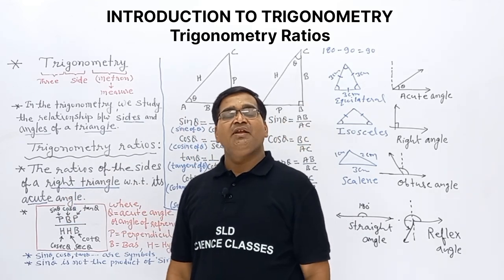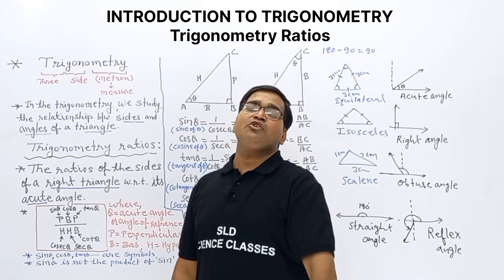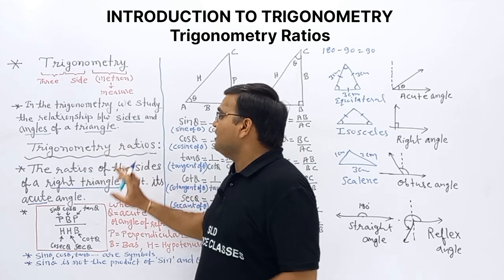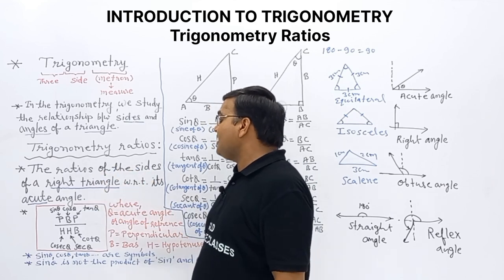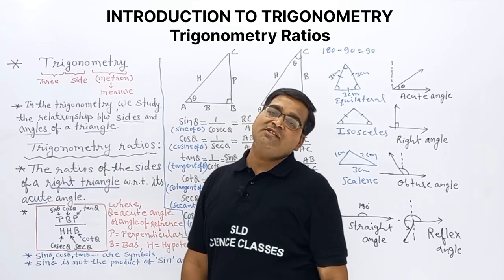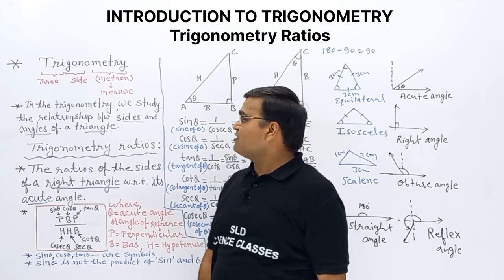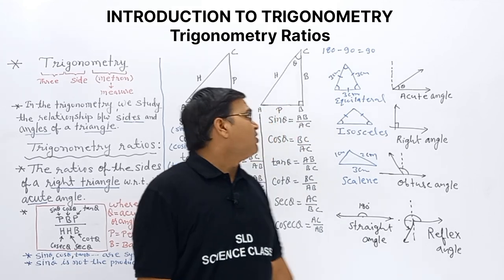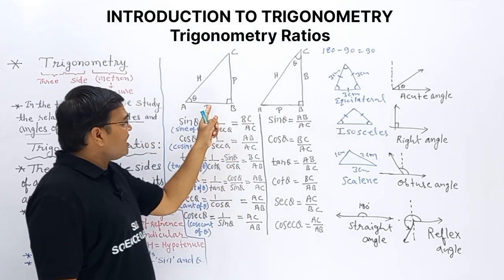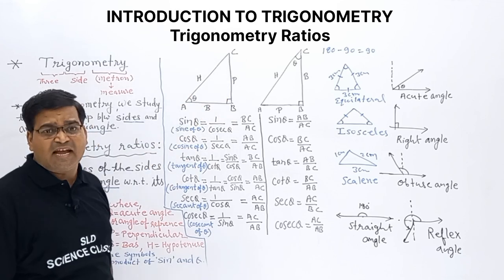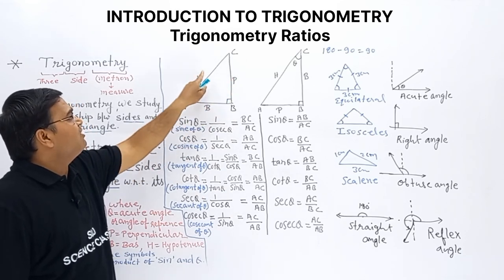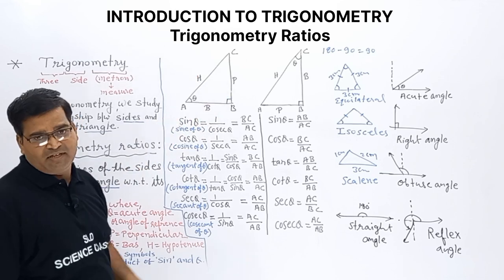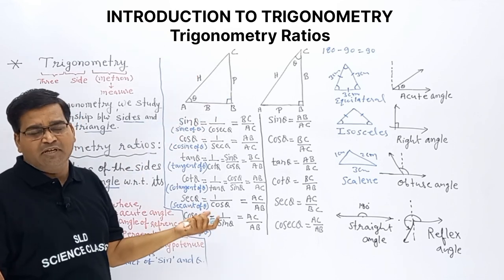So, we find the ratios of the sides of a right triangle with respect to its acute angle. In trigonometry, these are called trigonometric ratios. In a triangle we have 3 sides, and we want the ratios of these sides: this to this one, this to this one, this to this one. This is the ratio, a division.